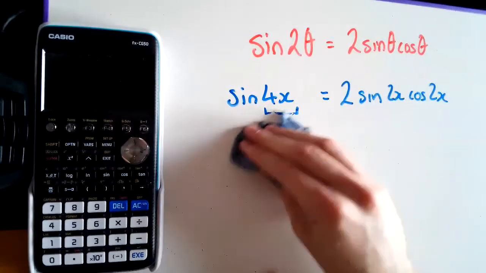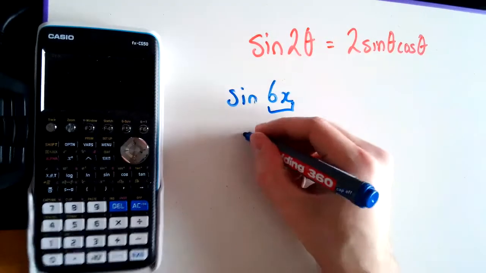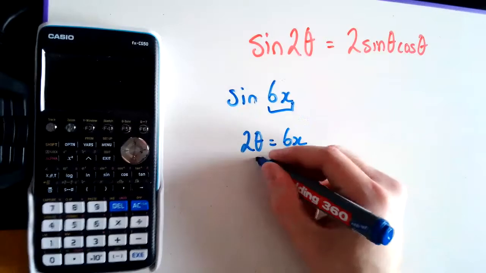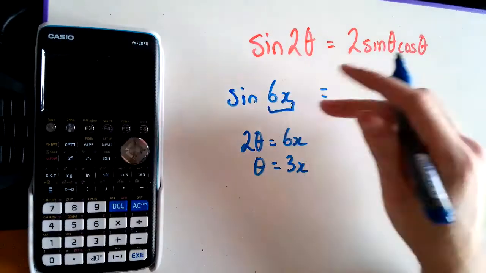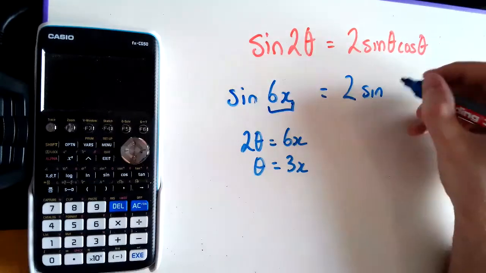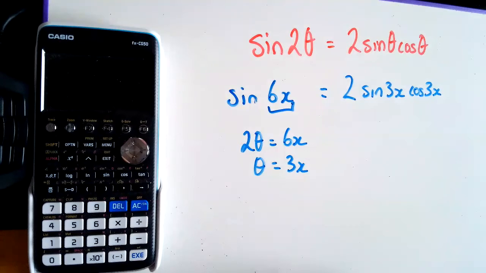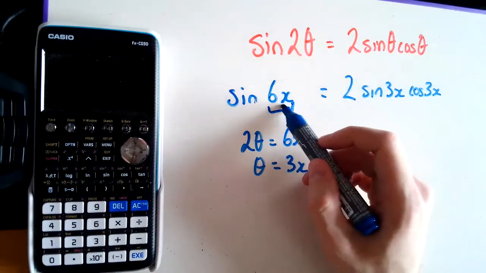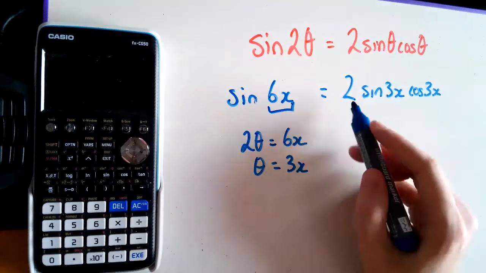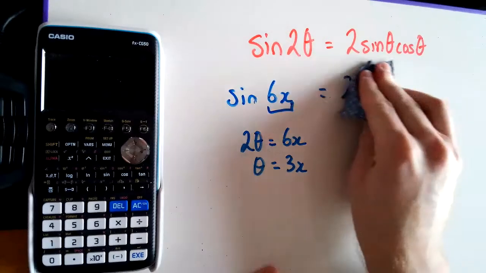Okay, let's try the same thing but with a 6x. So sine 6x. Again, I want this thing here to be a 2 theta. So to get theta, I would divide by 2, so it's 3x. So I get 2 sine 3x cos 3x. So hopefully you spot a bit of a pattern now. In fact, these formulas are called double angle formulas, because look, the angle just gets doubled. 3x turns to 6x. This 2 at the front always stays as a 2. Okay, I can use this formula in reverse.